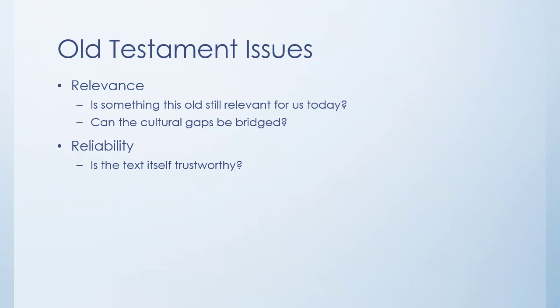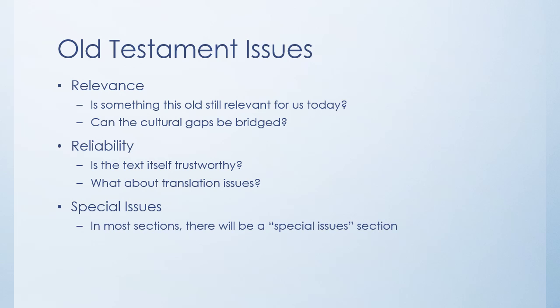Another question has to do with reliability. Is the text itself trustworthy? As we go along in each section, we will deal with some textual issues. We will talk about the reliability of the text. We will talk about some of the translation issues. A lot of people have questions about that. Is this really the best way to deal with the translation? Which kind of text should be used? What about the Greek Old Testament over against the couple of different kinds of Hebrew texts that are available to us? We'll be dealing with those kinds of issues. Surprisingly, the Old Testament text is incredibly reliable as far as textual variation goes, given its age and how long ago it was written.